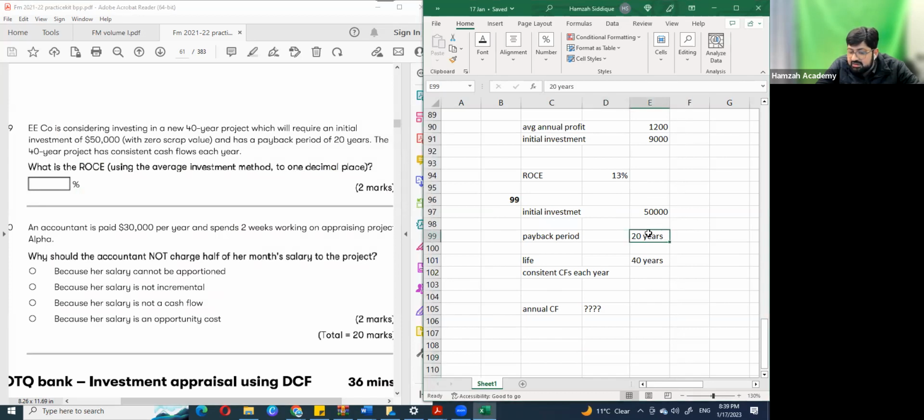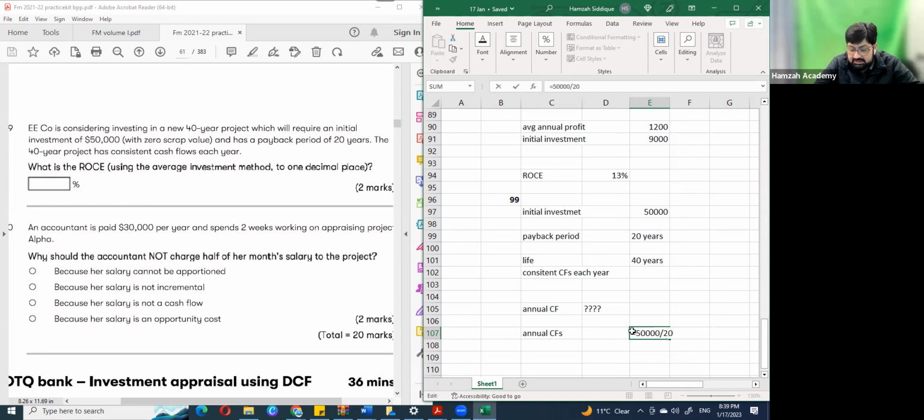Initial investment is this. Payback period is this. Annual cash flow is the same, consistent. Just think and see here. 50,000 they will get in equal installments in 20 years. Payback period is 20 years. They will get the investment back in 20 years with consistent cash flow.